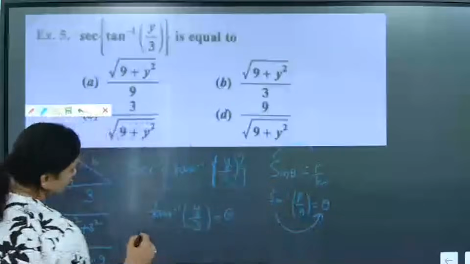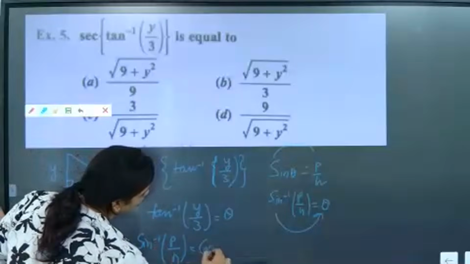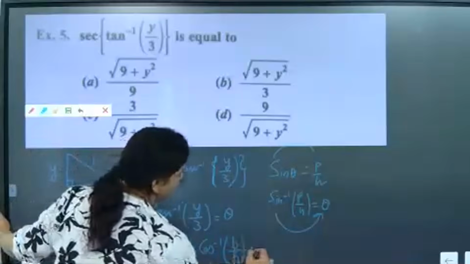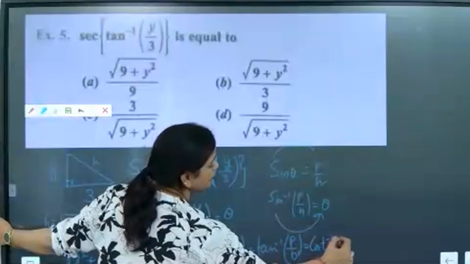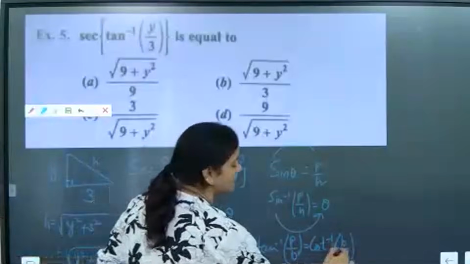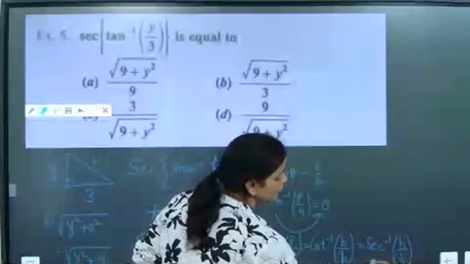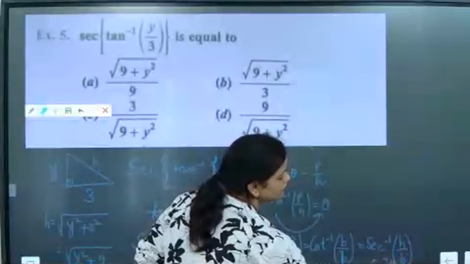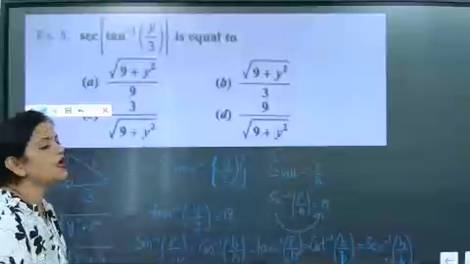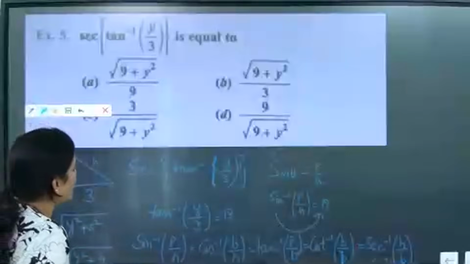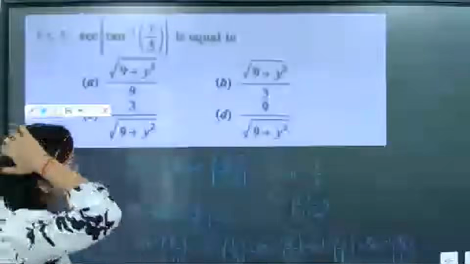So here, same thing we can make: sine inverse P by H equal to cos inverse B by H equal to tan inverse P by B equal to cot inverse B by P, and here secant inverse H by B equal to cosecant inverse H by P equal to theta. So all the inverse section will become equal to theta. When we are writing sine inverse, cos inverse, tan inverse, all this part is exactly equal.